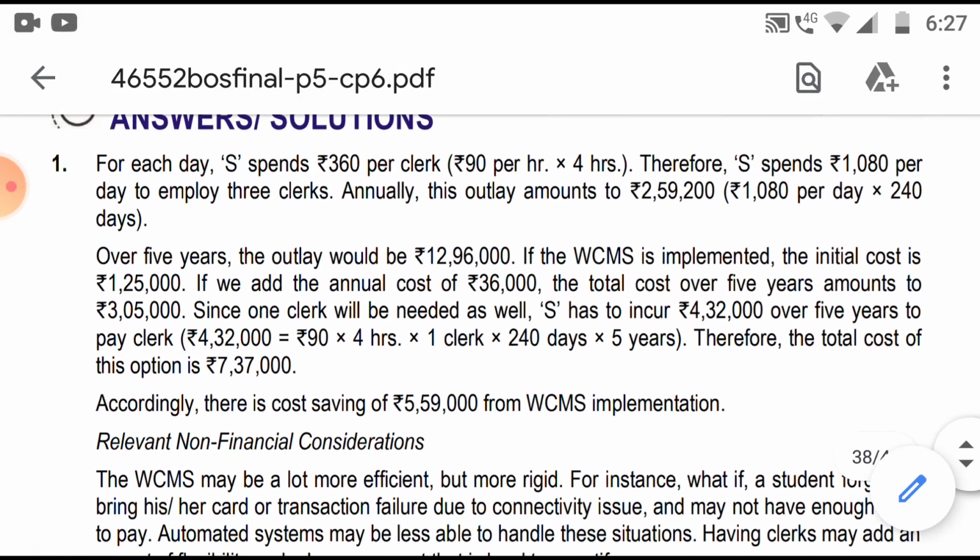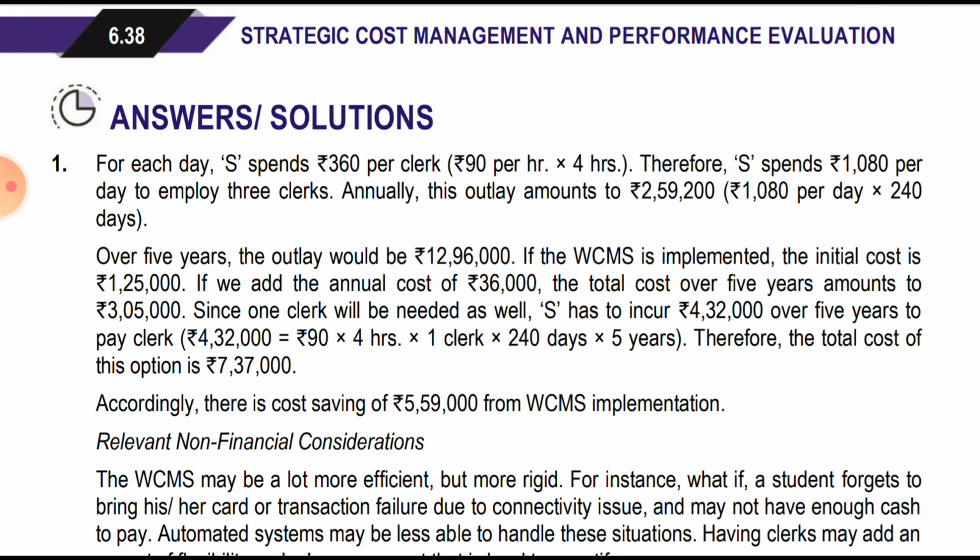Solution. For each day S spends 360 per clerk, that is 90 into 4, so per day it is 360 rupees per clerk. Therefore S spends 1080 per day on employees for 3 clerks. Annually it will spend 1080 into 240, that is 259,200. Over the 5 years the outlay will be 12,96,000.